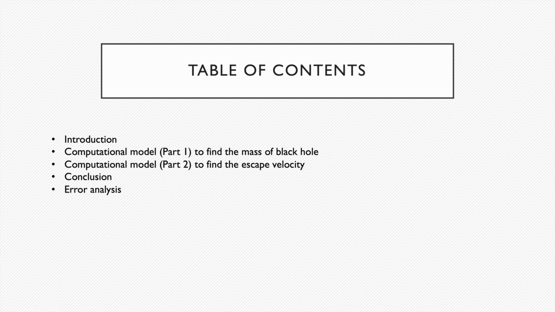So, the table of contents. In this lab, I'll be covering 5 main things: the introduction, the first computation model to find the mass of the black hole, the second computation model to find the escape velocity, the conclusion, and finally the error analysis.